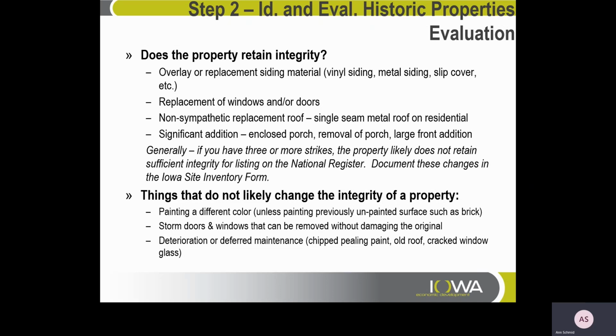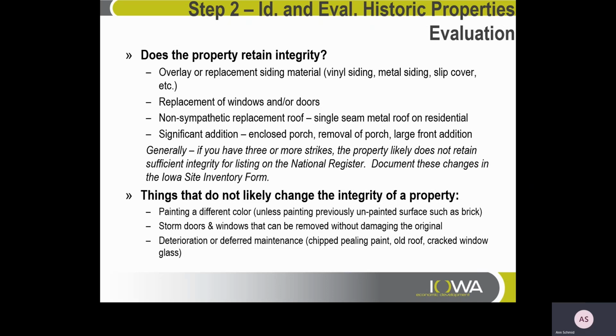I oftentimes see a lot of projects where they have maybe 1970s aluminum storm windows, and folks just assume that the whole window has been replaced and it diminishes integrity. But storm windows are very easily reversible, so we don't consider those to damage the integrity of the property.